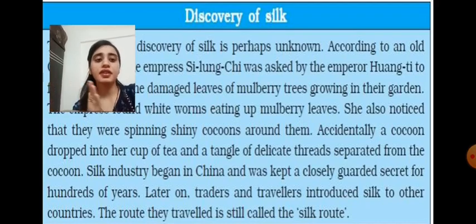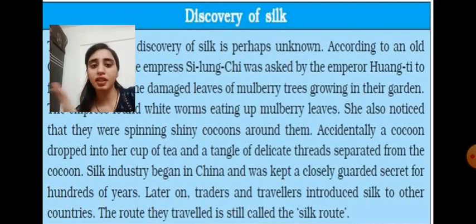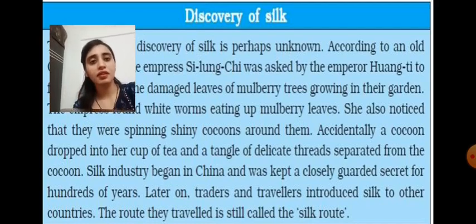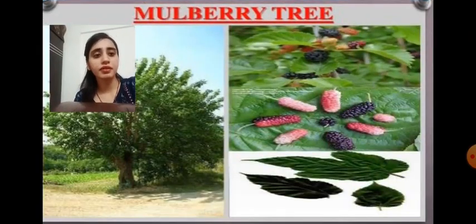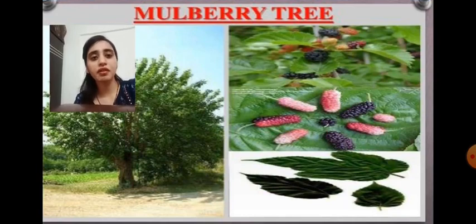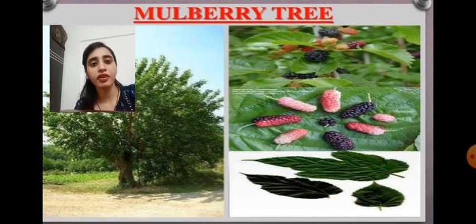Later on, traders and travelers introduced silk to other countries, and the route they traveled is still called the Silk Route. Understood? This is all about silk. And see, this is a mulberry tree, leaves of mulberry tree. A mulberry tree looks like this type of tree.